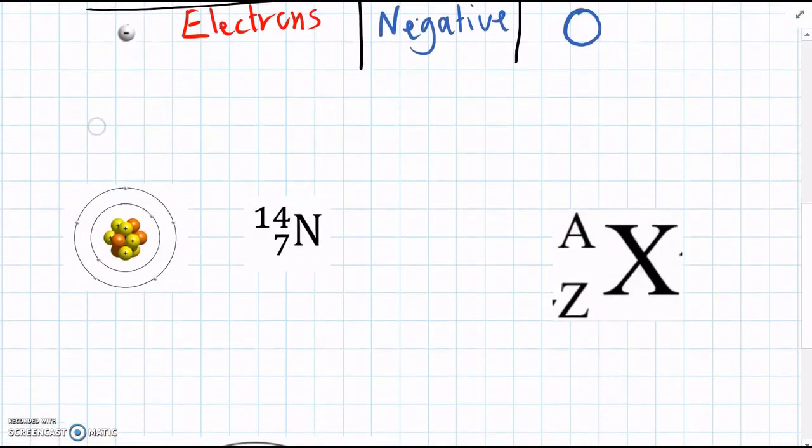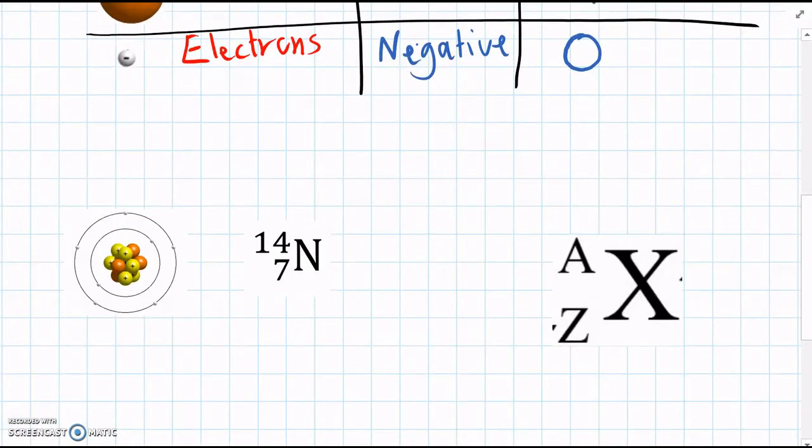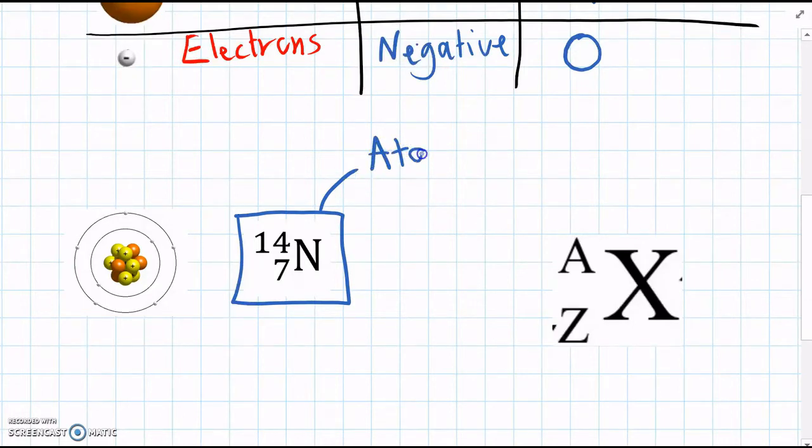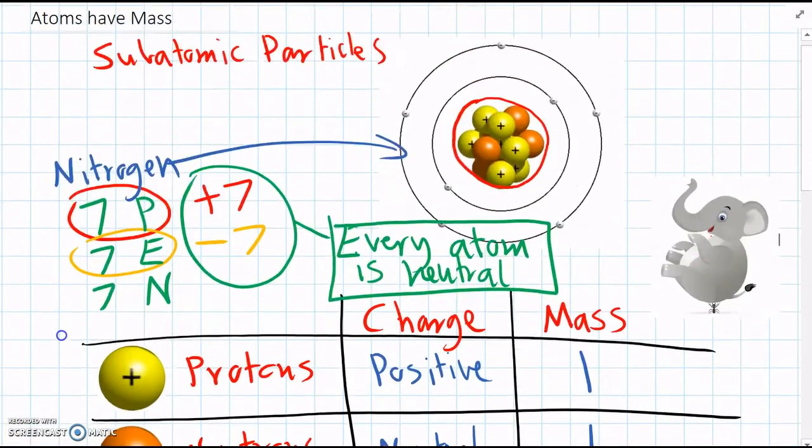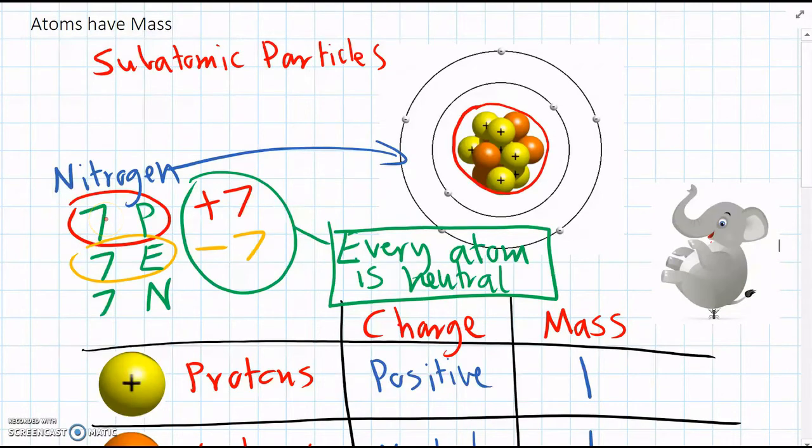So when we start looking at different atoms and different elements, there's a special way of writing an element which shows all the information about the mass and about the charge. This is called the atomic symbol, which we've seen before when we first learnt about elements. So here's the atomic symbol of nitrogen. Remember that nitrogen had 7 protons. If we go back up, it has 7 protons in the nucleus and 7 neutrons.